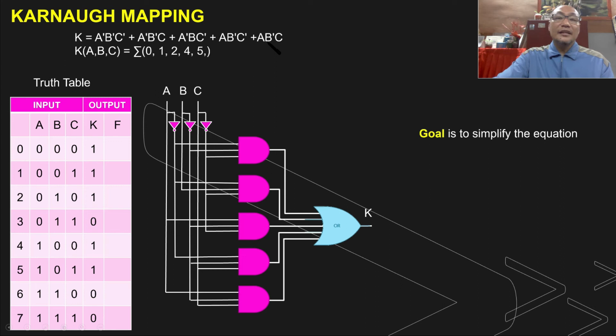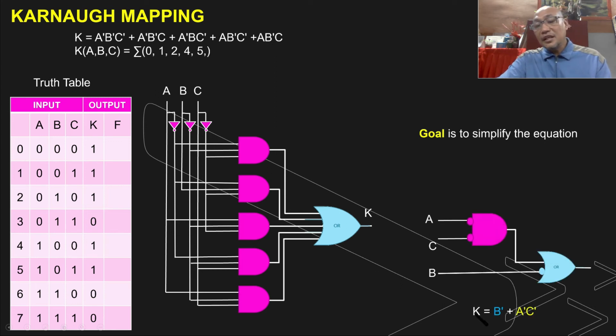However, using our simplified expression, which is K is equal to B prime plus A prime C prime, this will be the resulting circuit. Definitely, the resulting circuit is much simpler than the original circuit from our original equation. These two circuits, however, will have the same truth table. Remember that our truth table presents the relationship between our output and our input.